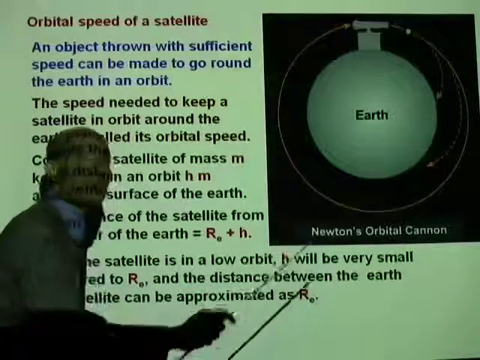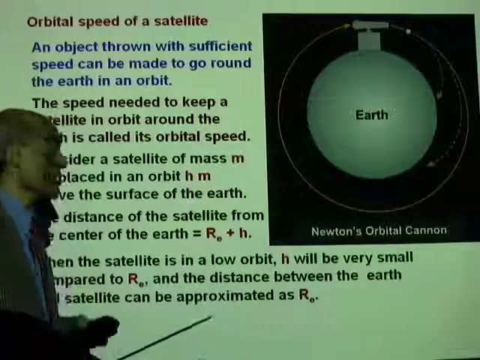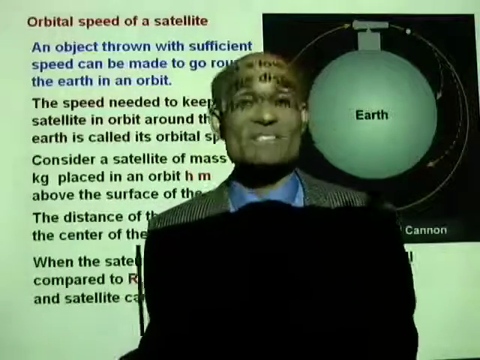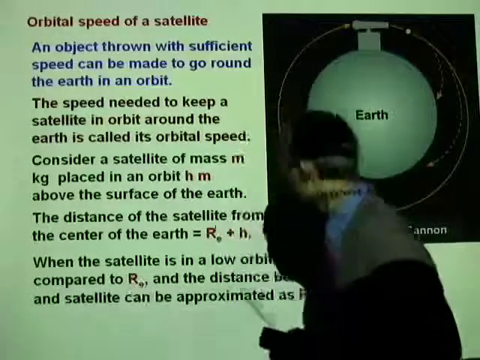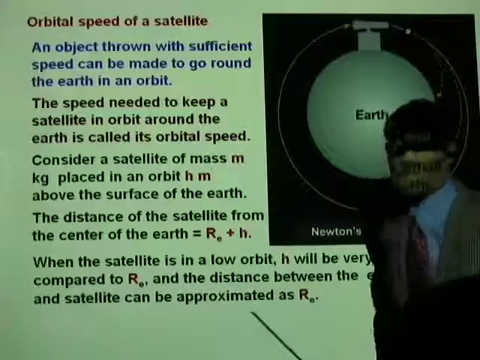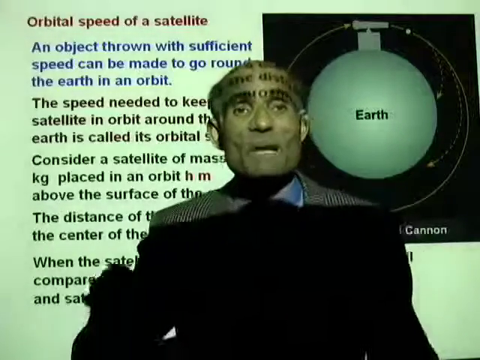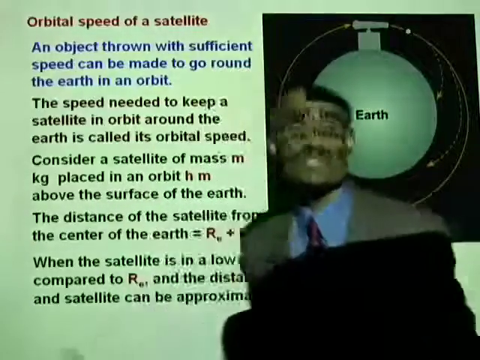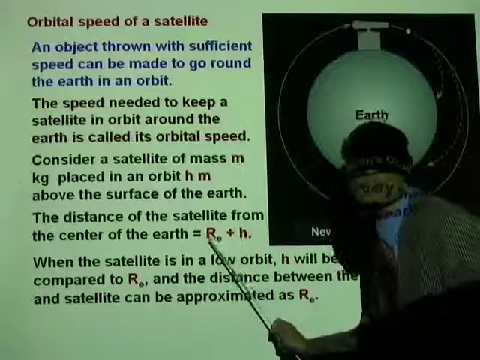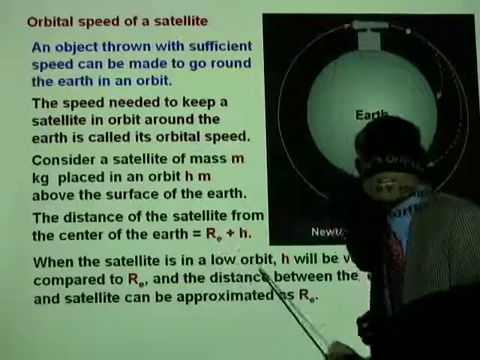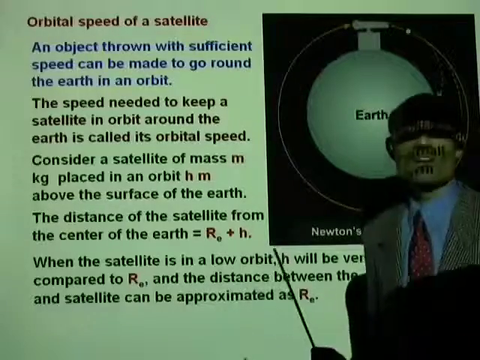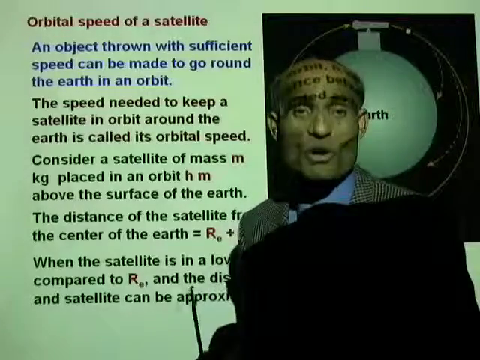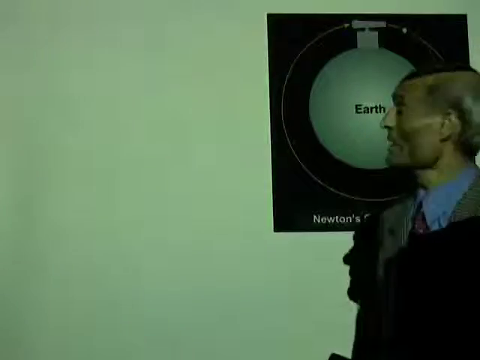This h will be very small compared to the radius of the Earth, and therefore we are now going to say the distance of that satellite from the center of the Earth will be RE. That means when the satellite is placed at a low orbit, not very far from the Earth, the distance of the satellite from the center of the Earth is RE plus h, which can be approximated as RE, because compared to the radius of the Earth, the altitude of that satellite is very small.